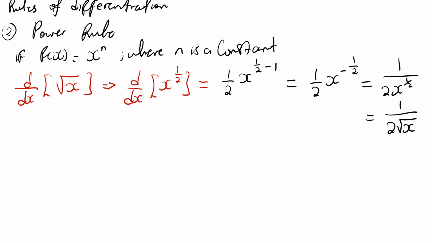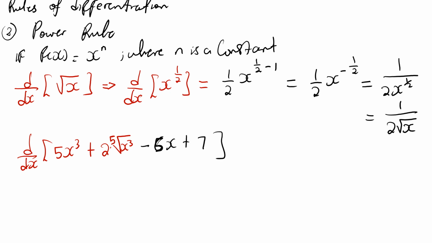You need to understand these rules of exponents in order to understand the power rule. Then let's do the last example. Let's say we have 5x cubed plus 2 times the fifth root of x cubed, minus 6x plus 7. Now we need to differentiate this.